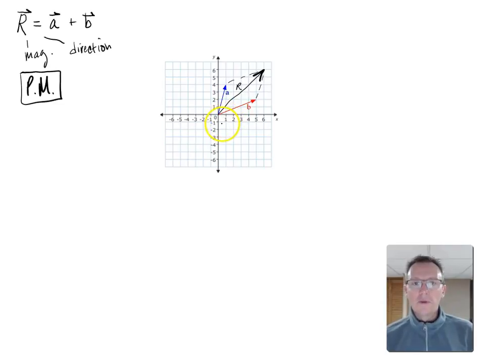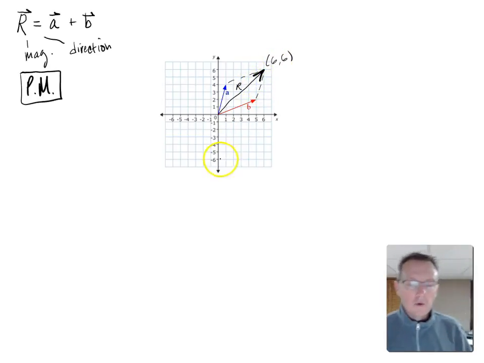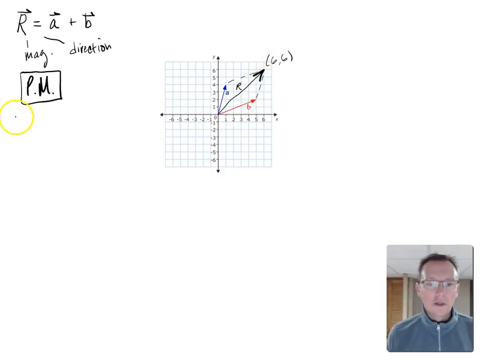One thing that might be important for you to recognize is that you should be able to know where its final location is, where the tip of its arrowhead is located. And so I think you'd agree, it looks like it's at 6, 6 right there. So I'm going to write that in there, 6, 6, because we're going to use that in just a minute. Okay, so how do I find the length or magnitude of the vector R? Well, that's pretty easy. I use the Pythagorean theorem.